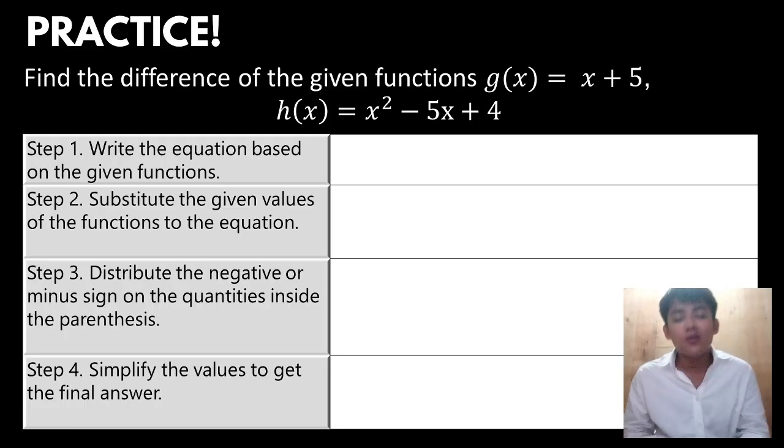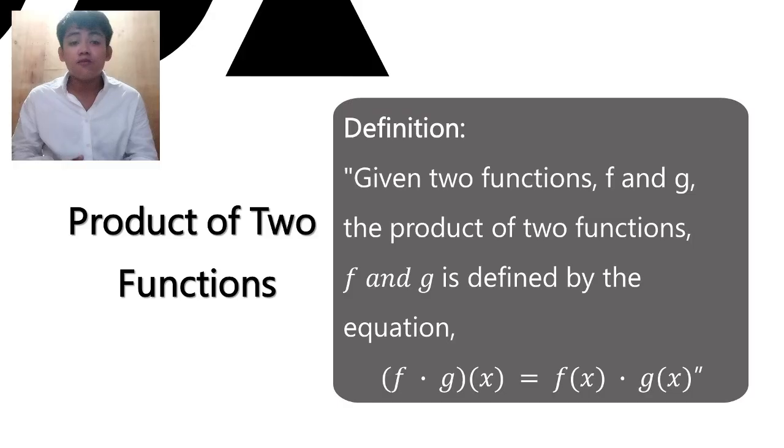None so far. Okay, very good. Since there are no questions, let's proceed again to the third operation, which is given with two functions f and g, and defined by the equation f multiplied by g of x, which is equal to f of x multiplied by g of x.